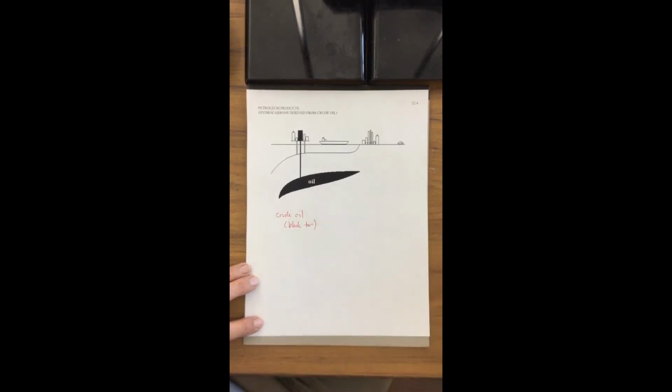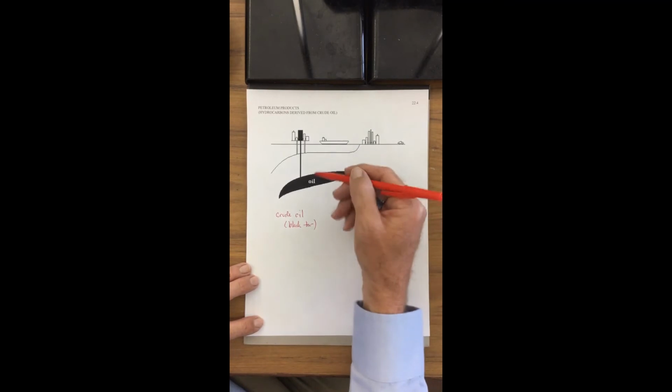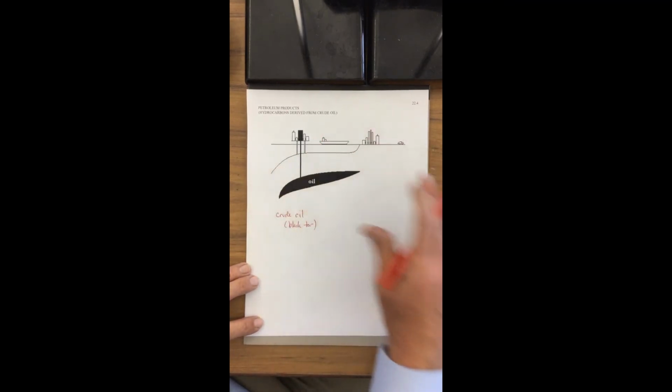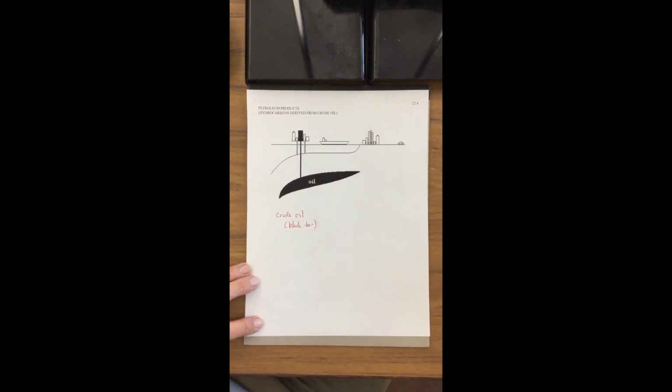Okay, and it's coming from the earth, either from underneath the ocean. This is a picture of an ocean scene, or it could be coming from land, such as in Alaska, or coming from Texas, for example, or anywhere where there could be fault zones, the Middle East, coming from that area. So this crude oil is found in the earth.